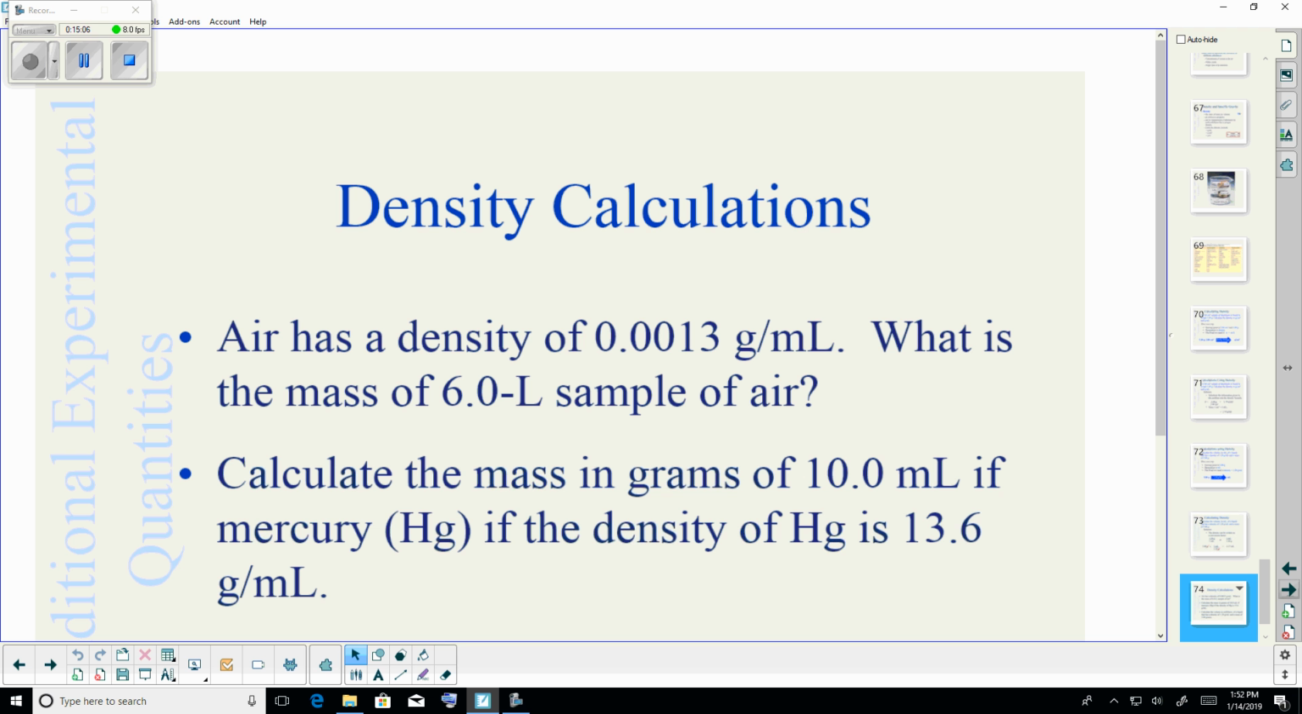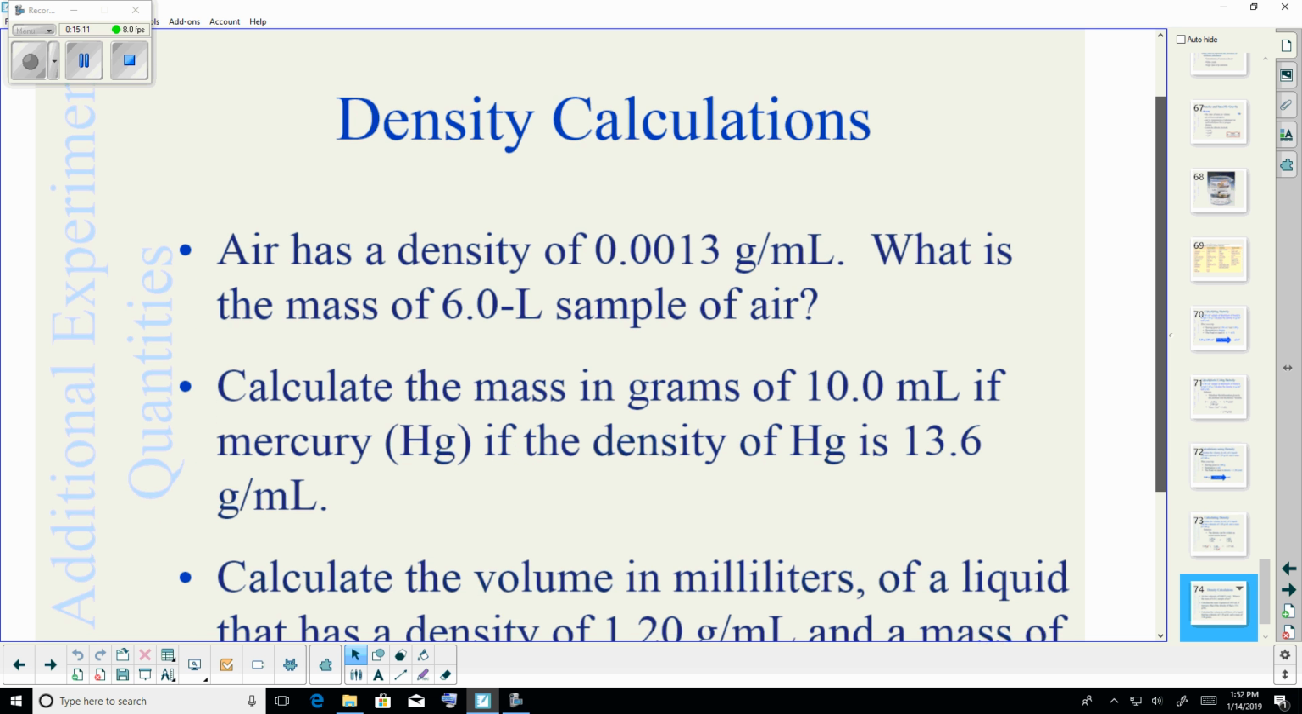Air has a density of 0.0013 grams per mil. How many significant figures? 2, yes. What is the mass of a 6.0 liter sample of air? That'd be A. So if we look at A, we want mass.